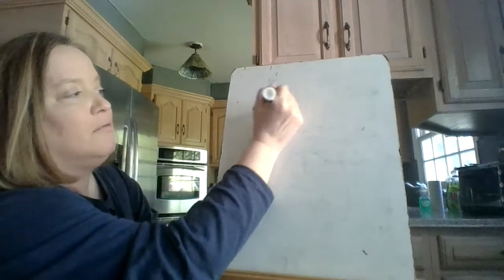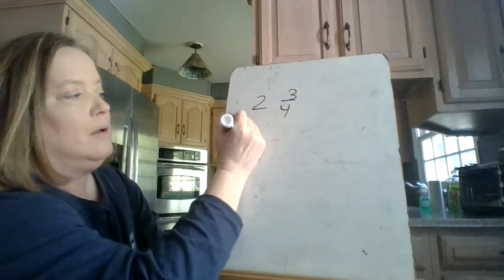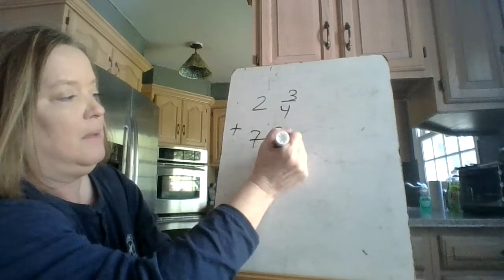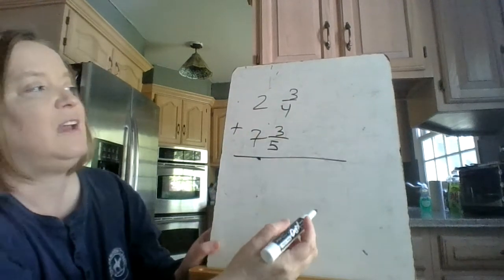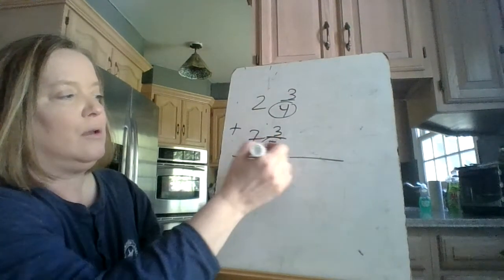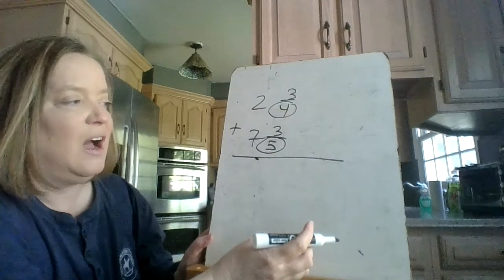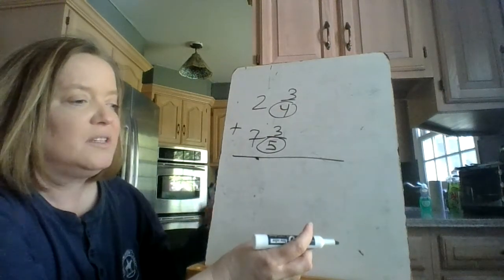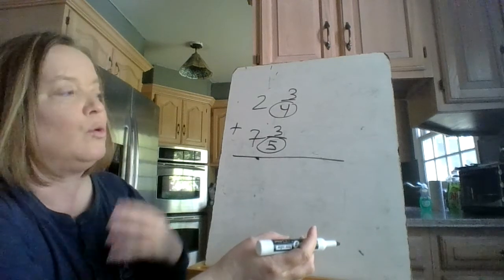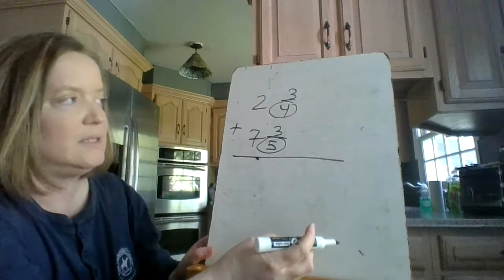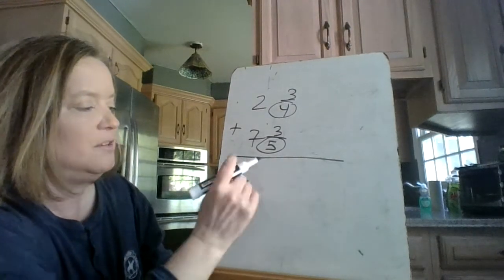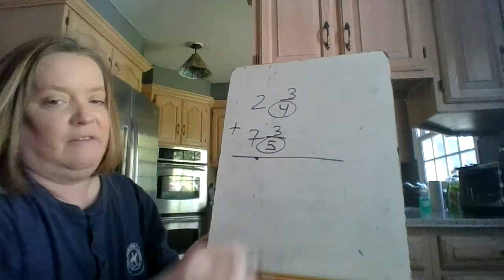Okay, I'm going to do 2 and 3/4 plus 7 and 3/5. Again, I'm adding a mixed number with a mixed number. They have unlike denominators. So I'm going to have to think, when I count by 4s and 5s, what's the smallest multiplication fact answer that they share in common, or the least multiple that they share in common.